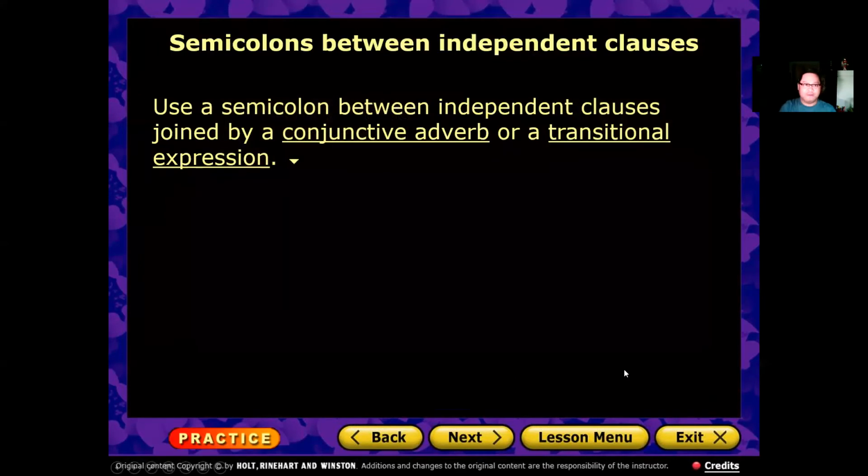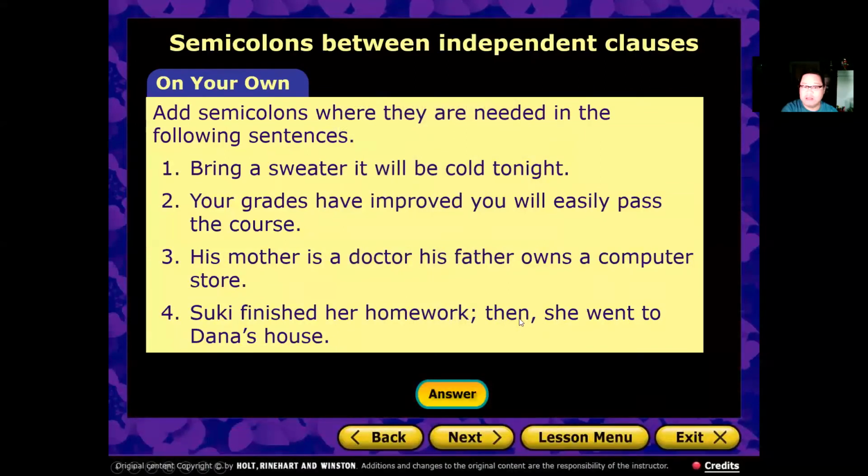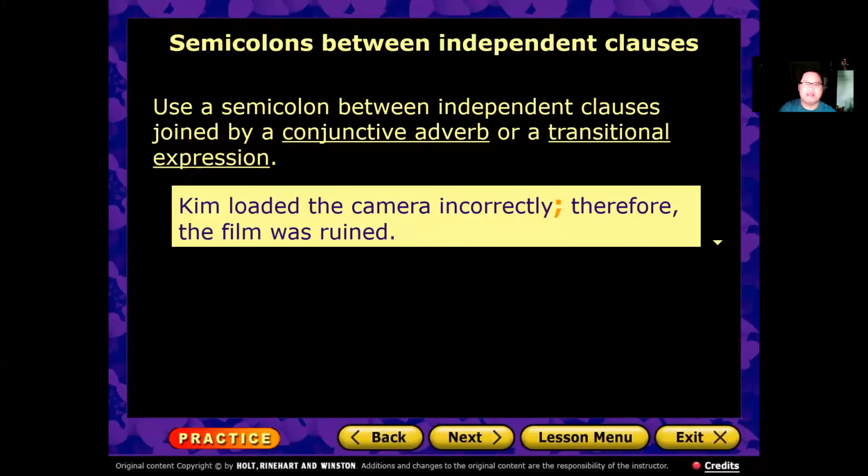I hope you can follow. So far, so good. Okay, semicolon between independent clauses joined by a conjunctive adverb or transitional expression. Like what I told you, this example right here, then, this is a transitional expression. So if you have a transitional expression like this, we use a comma, okay? Like this one here. Kim loaded the camera incorrectly. Therefore, the film was ruined. There are two sentences being combined. They're related, camera and film. So we have a semicolon right here, and then we have a transitional expression, therefore, with a comma, like the previous example, then.